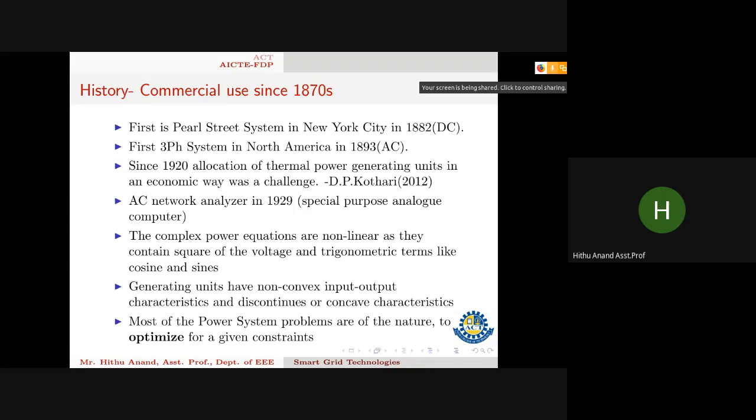They were unable to solve the power system transmission losses, the B coefficient, everything was not very clear. We were always approximating the generator cost characteristics into quadratic terms, but still it is not very feasible because all those characteristics were non-convex input-output characteristics. It is very difficult to find the solution for such problems.